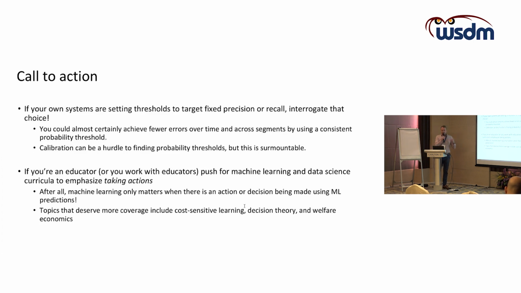And really, if we're not taking actions, what does it matter that we have really accurate, really high AUC on our predictions? So the topics I'd like to see covered here include, of course, cost-sensitive learning, as I've talked about here, but also decision theory, welfare economics, the study of how we make decisions in a way that benefits individuals and communities and societies, how we aggregate welfare.